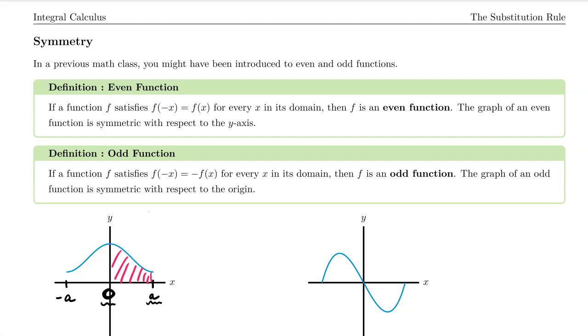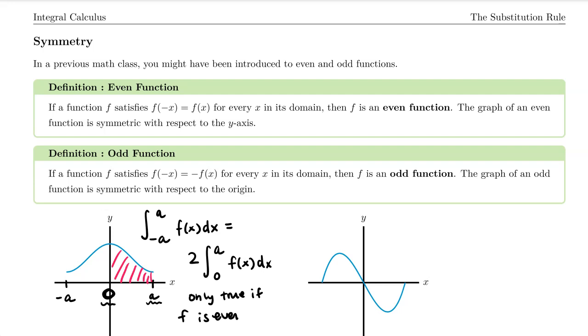So what we want to say is if we have a definite integral from negative a to positive a of f of x dx, if f is an even function, then this is equivalent to 2 times the definite integral from 0 to a of f of x times dx. And again, this is only true if f is even. But if f is even, this is a helpful equality or equation, so it makes our calculations a bit easier.